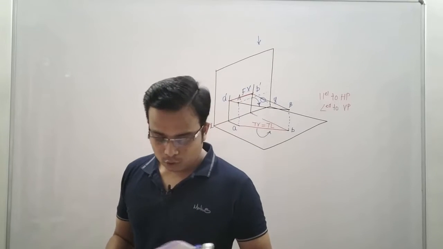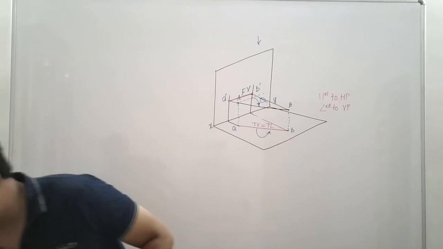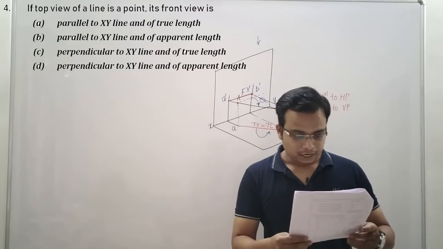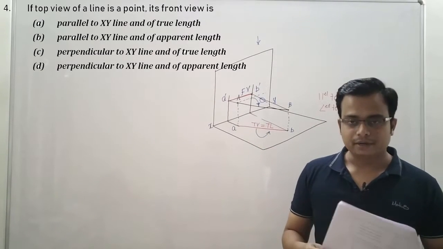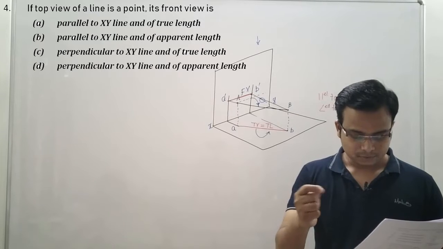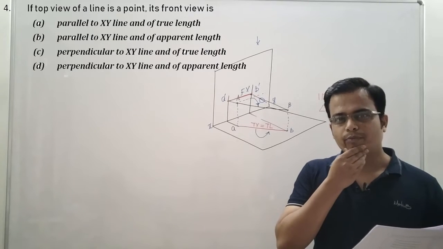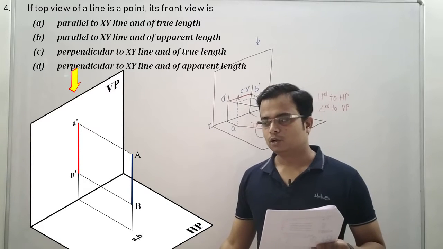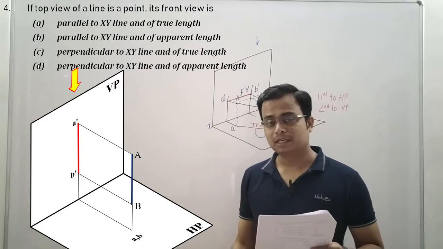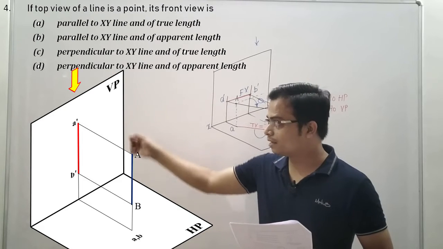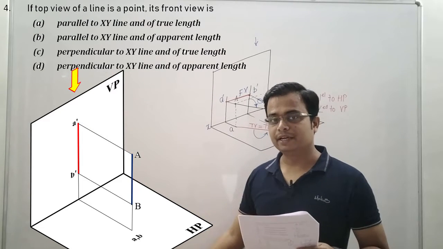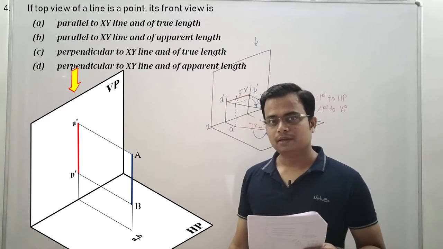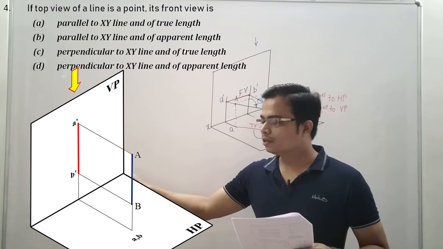Okay, problem number 4, and here we go. If the top view of a line is a point, the front view is... Let me have the reference planes, VP and HP. Top view appears as a point. The correct option is this. See, this line right here is perpendicular to the horizontal plane. That's why the top view is a point.